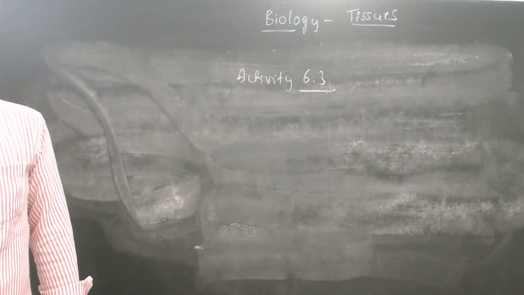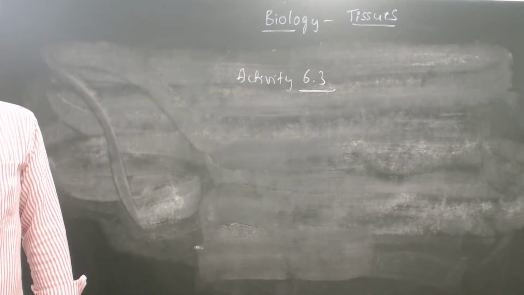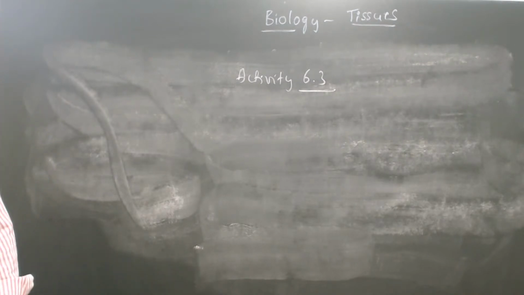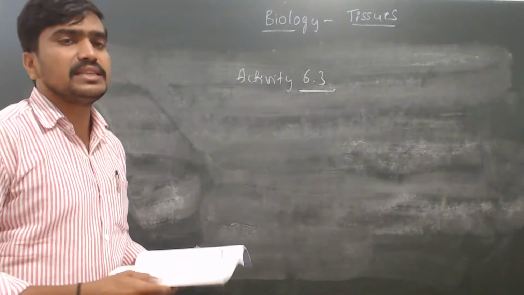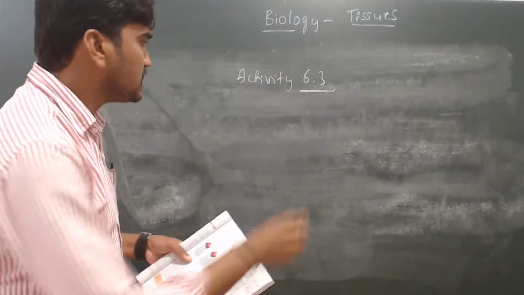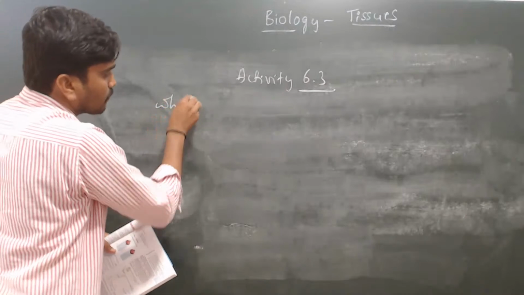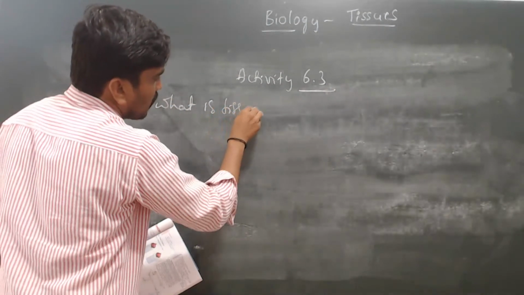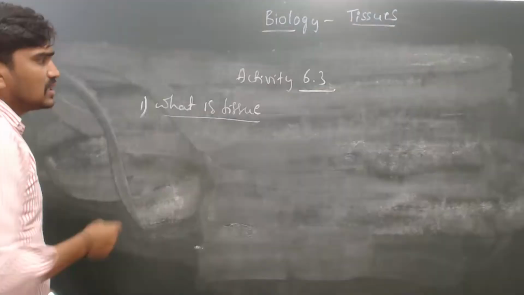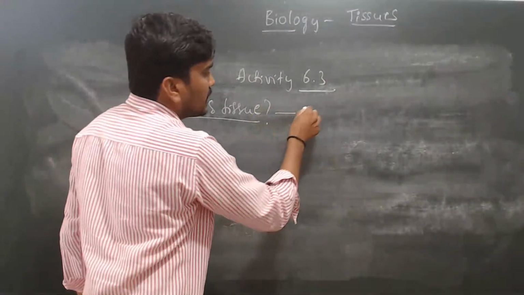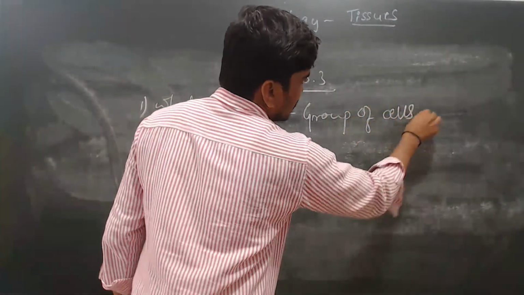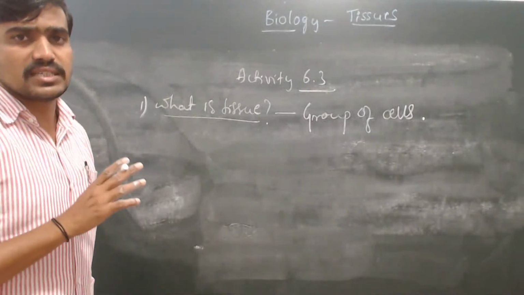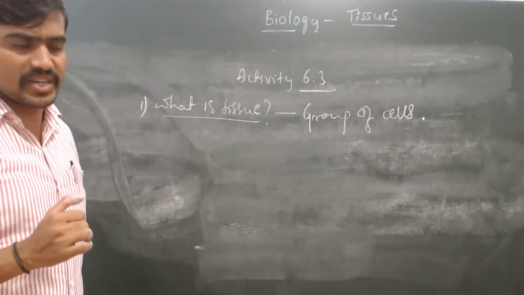Now I will discuss some in-text questions related to only plant tissues. See here on page number 69, we have in-text questions. The first one is: what is a tissue? That you know. Tissue is a group of cells. Very simple answer. Tissue is a group of cells that helps to perform different kinds of functions.